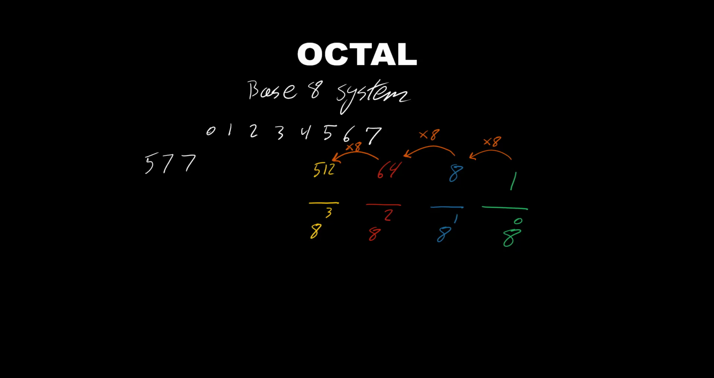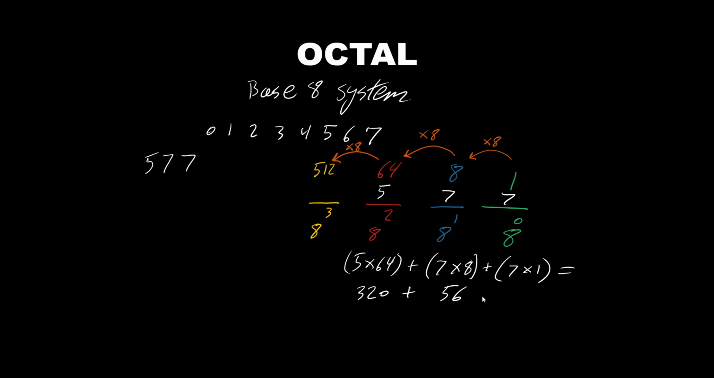Now let's take a look at the octal number 577, which is equivalent to 383 in the decimal number system. Let's see how. We can apply the same formula of the place values as we did earlier for decimal and binary. This means that we have 5 times 64 plus 7 times 8 plus 7 times 1, which is 320 plus 56 plus 7. That gives us 383 in the decimal number system.